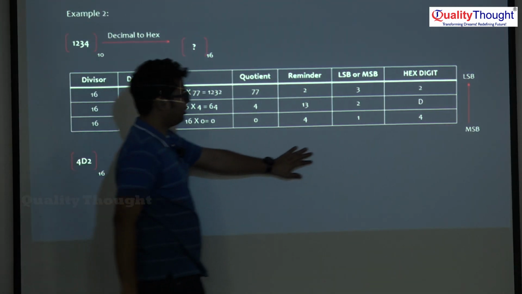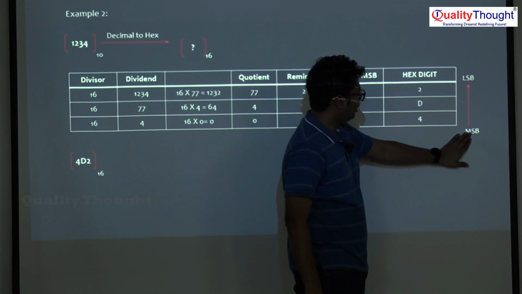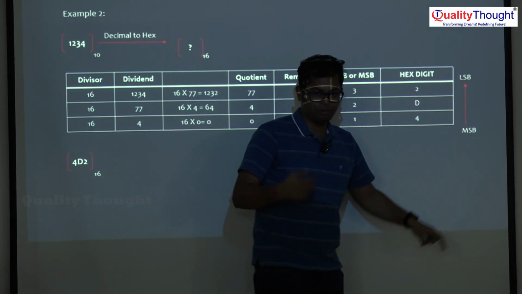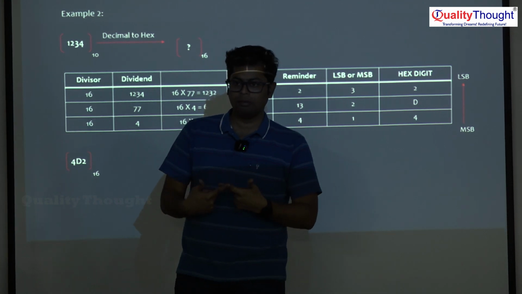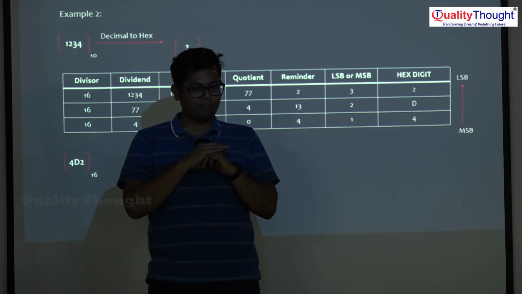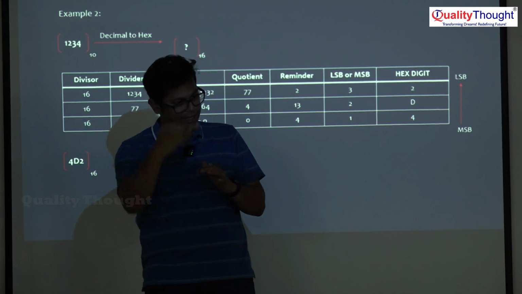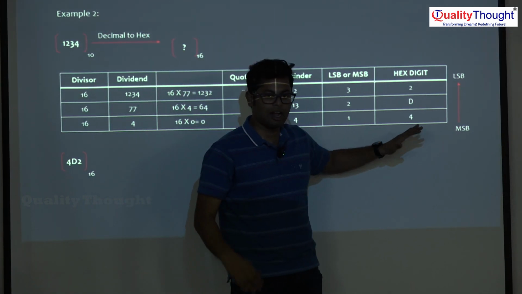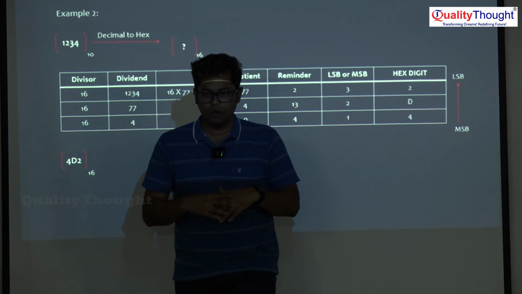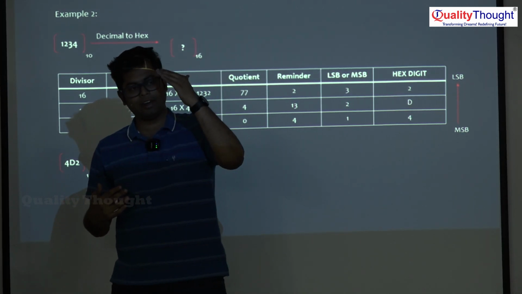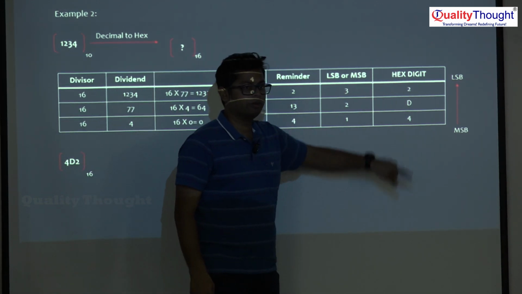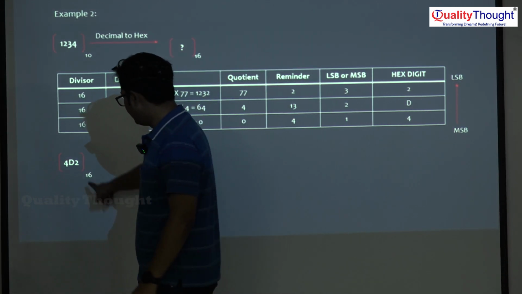So this is MSB, called most significant bit. You have to take from bottom to the top. When you are writing this hexadecimal number, you should start from the most significant bit. That means the bottom, the last row. You have to go and start writing from bottom to the top. That is 4D2. The 4D2.